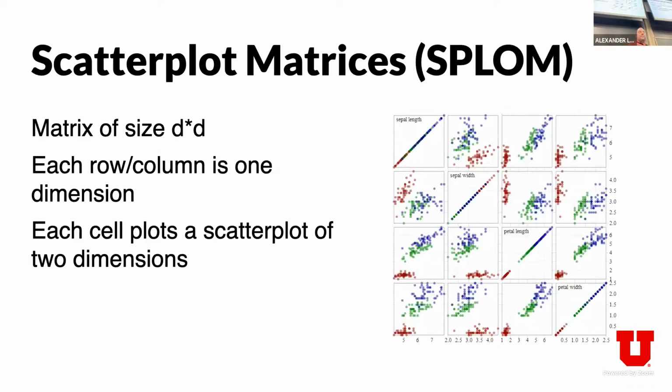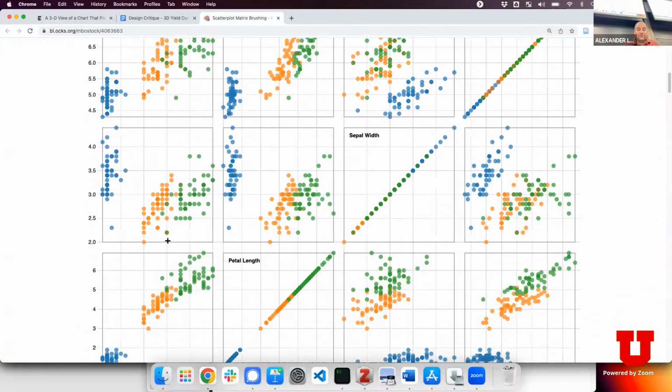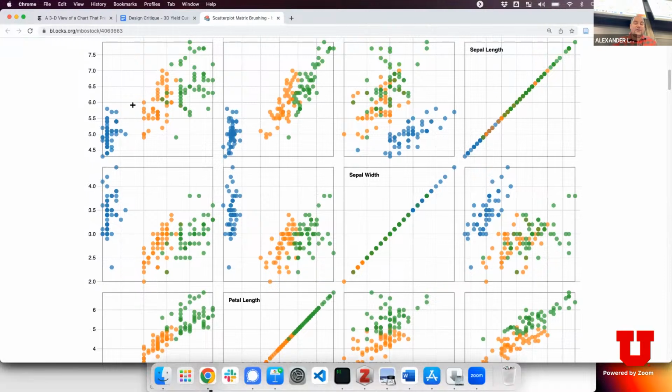So the scatter plot matrix is kind of like the big brother of the scatter plot. It's a matrix of size d by d, where d is the size of the dimension. Each row or column is 1 dimension, and each cell plots a scatter plot of 2 dimensions. Here is an interactive example that we looked at before, when we looked at brushing.